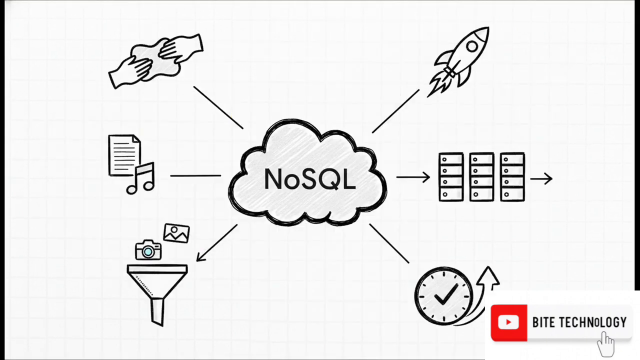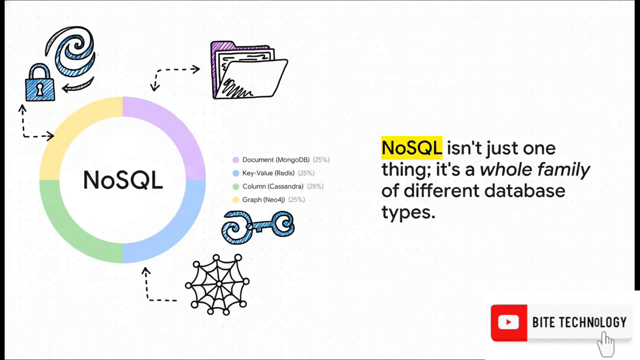Flexibility is the name of the game here. The schemas are dynamic, which means you can pretty much change the rules on the fly. It's perfect for all that unstructured data out there like social media posts or sensor readings. And here's the real kicker. It's designed to scale out. That just means instead of buying one insanely expensive super server, you just keep adding more and more cheaper computers to the network.